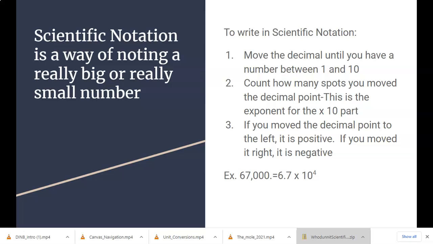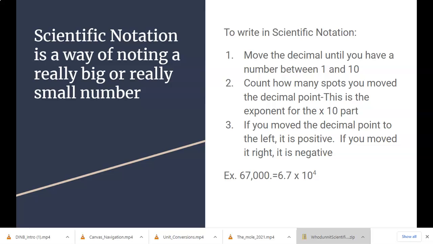So 1.7, 9.3, 8.6, something like that. You're going to count how many spaces or spots you moved. I always say bouncing, till you get to that number. So if you're at 1,523, you're going to bounce over between the 1 and the 5, 1, 2, 3 times. The number of bounces becomes your exponent.